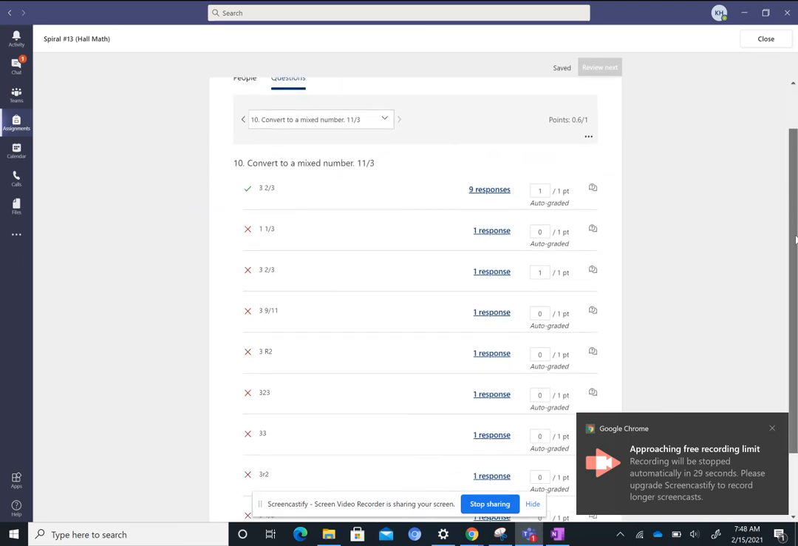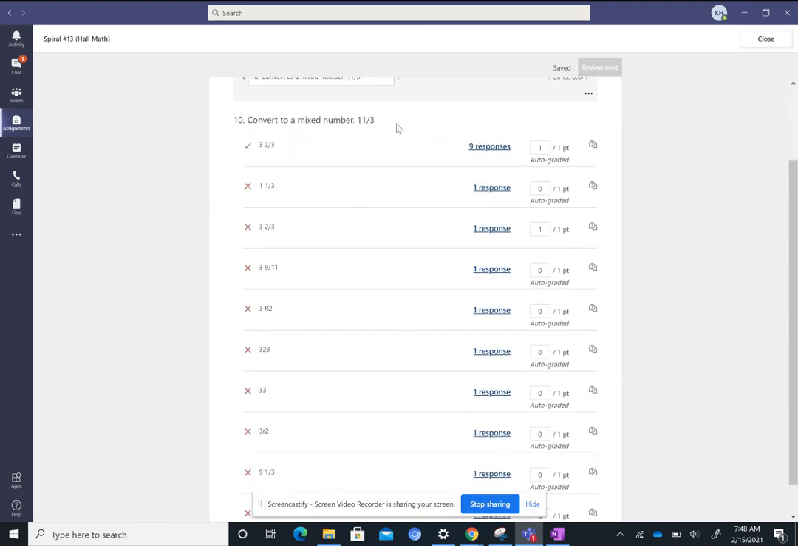And for your last question, we just need to divide this. So we have 11/3. If you divide that, you're going to get 3 2/3.